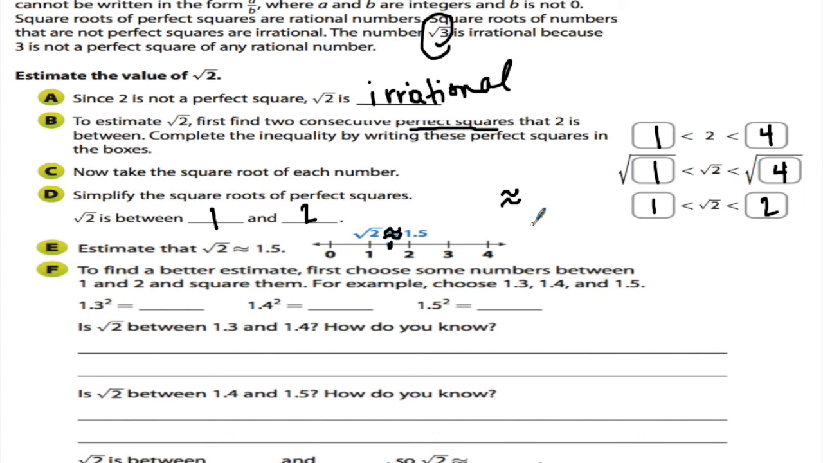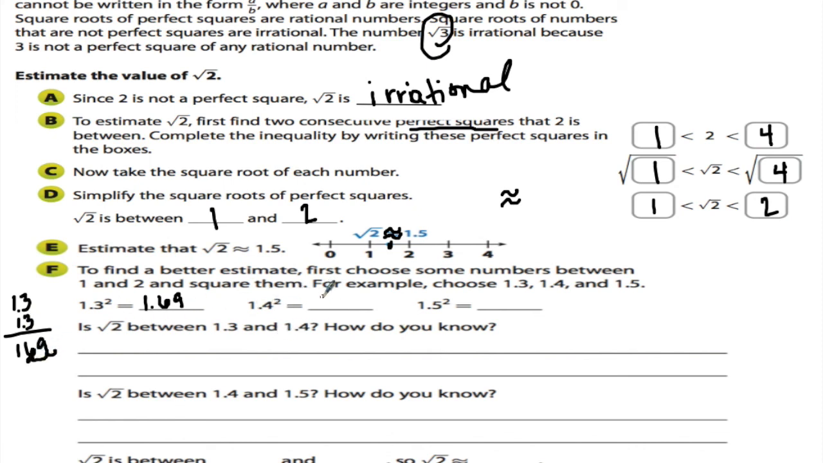So to find a better estimate, I'm going to choose some numbers between 1 and 2, and I'm going to square them. So let's take 1 and 3/10, for example. If I take 1 and 3/10 and square it, I'm going to get 1 and 69/100. So I'm basically doing 13 times 13, which is 169, and because there's 2 decimals here, I move it twice to the left.